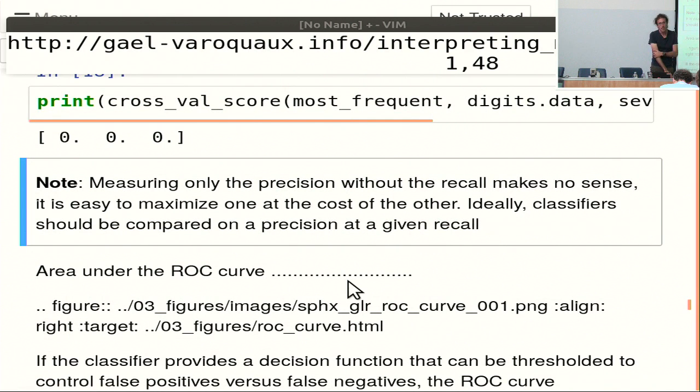And so the ideal situation is that we should compare classifiers on a precision at a given recall. So if I want to find 50% of the 7s in the data set, how precise am I with the given classifier? That would be a good metric.